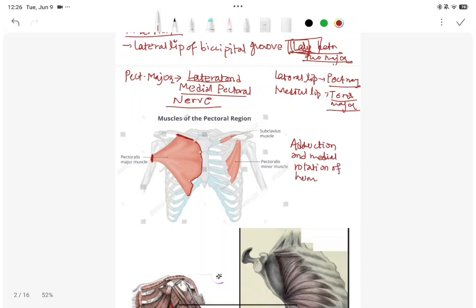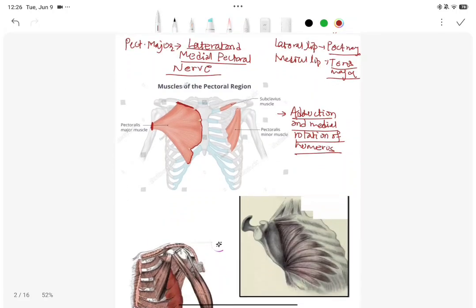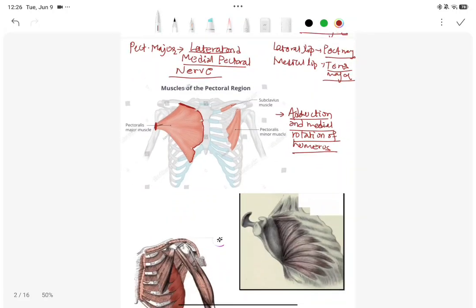So it helps in the adduction and the medial rotation of the humerus. It is also the flexion of an arm. This is the clavicular head, and this clavicular head of the pectoralis major is also a weak flexor of the arm. So it has got three functions: adduction of the arm, medial rotation of the arm, and weak flexion of the arm. Okay, three functions.